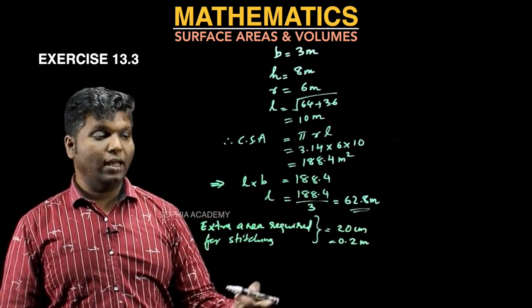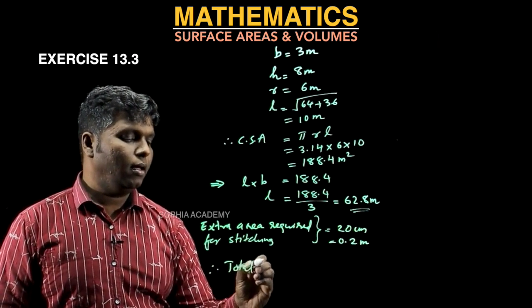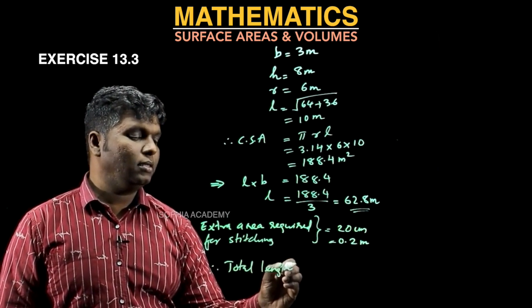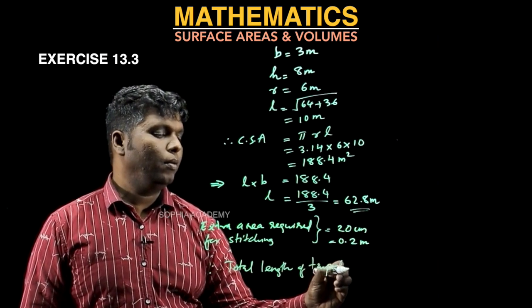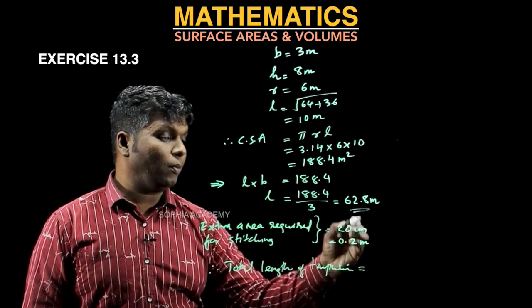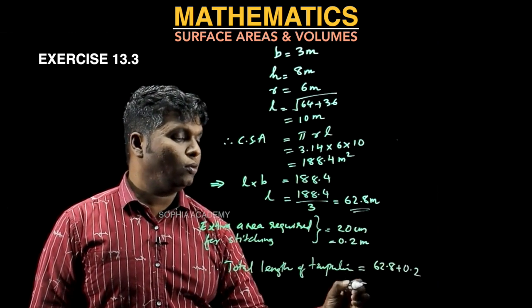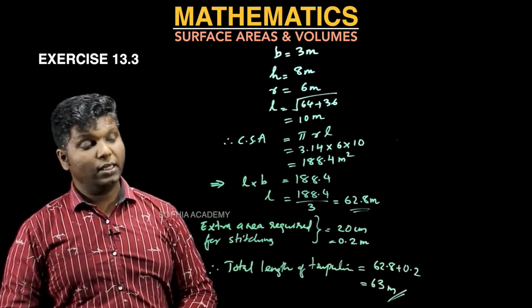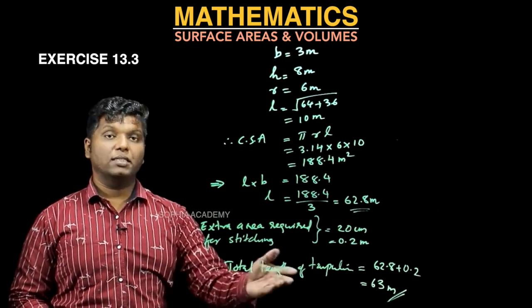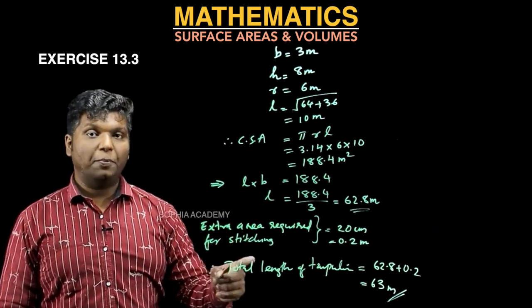Now this is the total length. So therefore the total length of tarpaulin is equal to 62.8 plus 0.2, altogether you will get 63 meters. So when you add the extra, you get 63 meters. That is the total requirement of the tarpaulin which you needed.